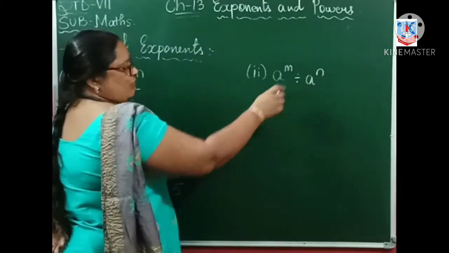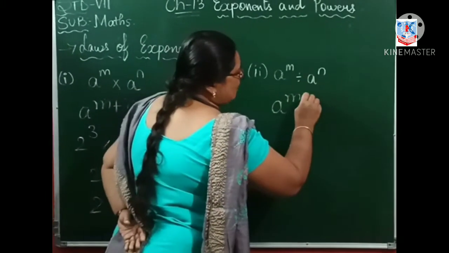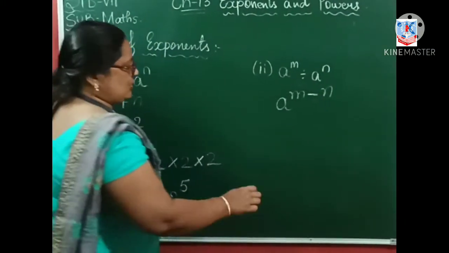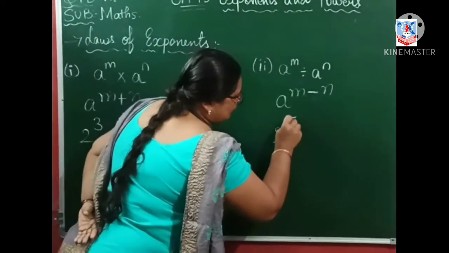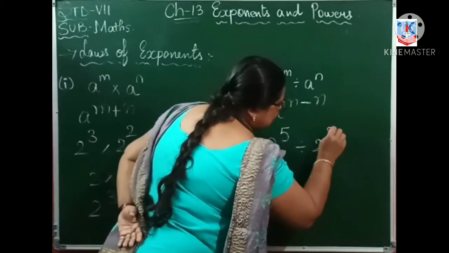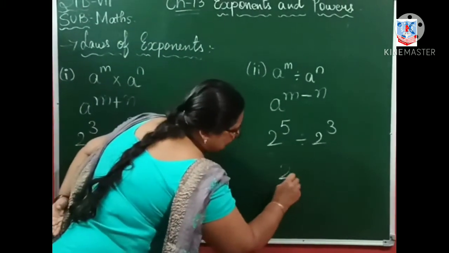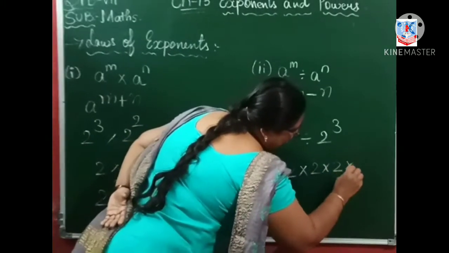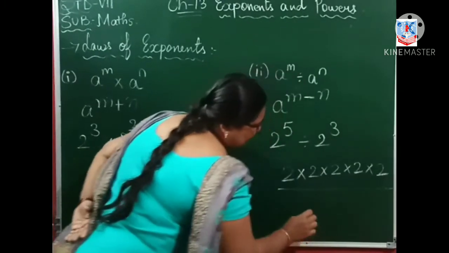Next, a raised to the power m divided by a raised to the power n. Now here it is divide. So a raised to the power m minus n. Divide will change into minus, subtraction. See here. For example, 2 raised to the power 5 divided by 2 raised to the power 3. Here, 2 raised to the power 5 means 2 five times: 1, 2, 3, 4, 5.